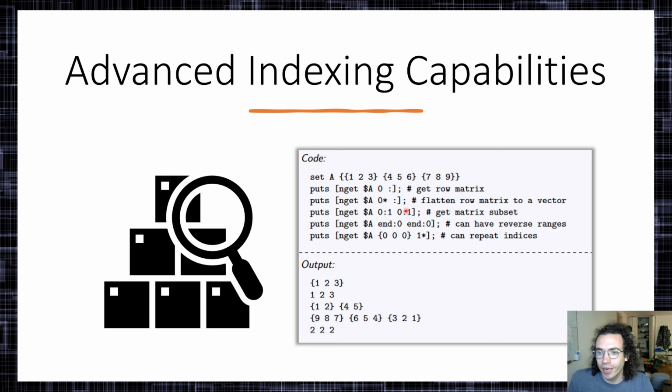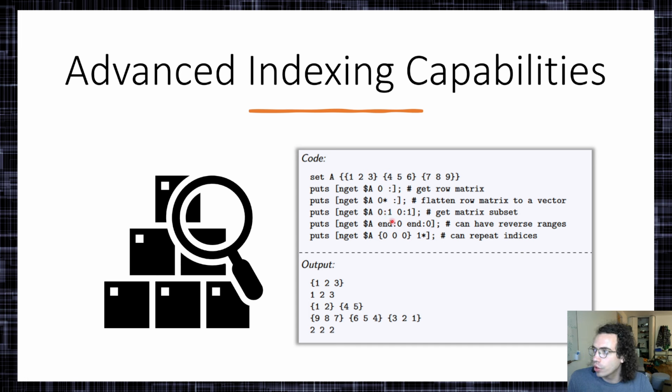So to do that, I created an index parser that has the similar sort of syntax that you'd see in Python or MATLAB or any other sort of data processing language. So for example here, I have this matrix where the first row is 1, 2, 3, the next row is 4, 5, 6, and the last row is 7, 8, 9. And I use the nget command to get a row matrix at the 0th index, and that's 1, 2, 3 in braces here. You can also get a subset of the matrix. So here's from rows 0 to 1 and columns 0 to 1.